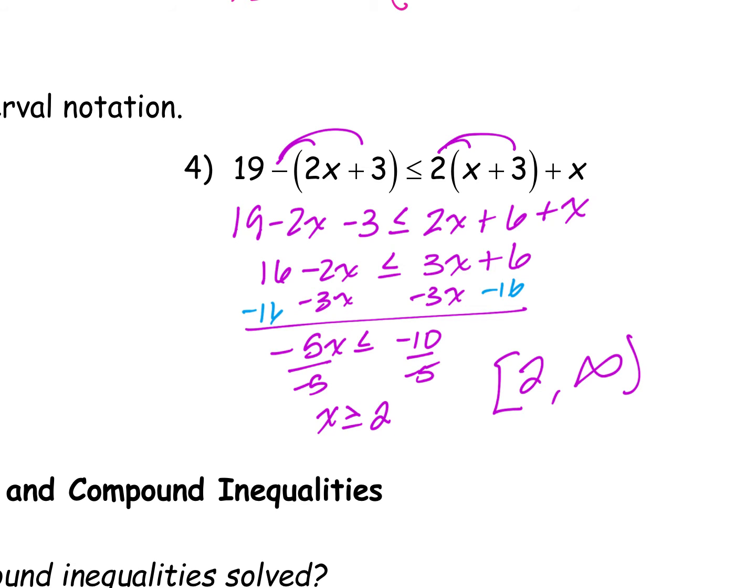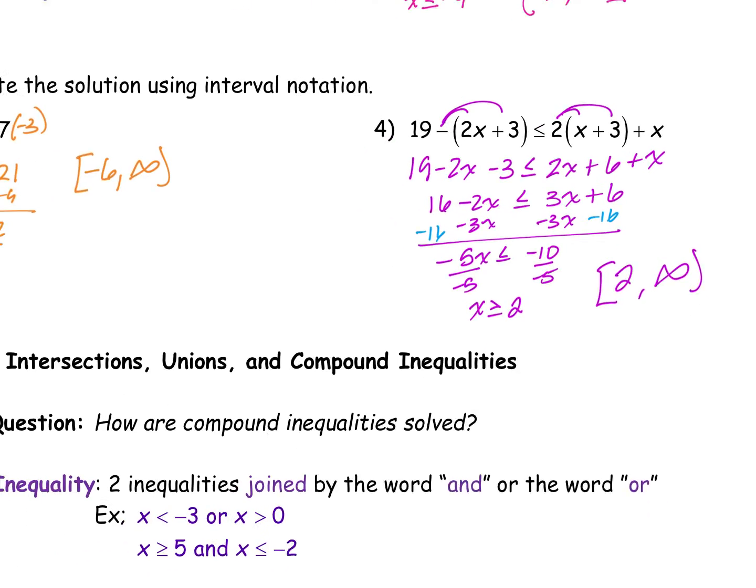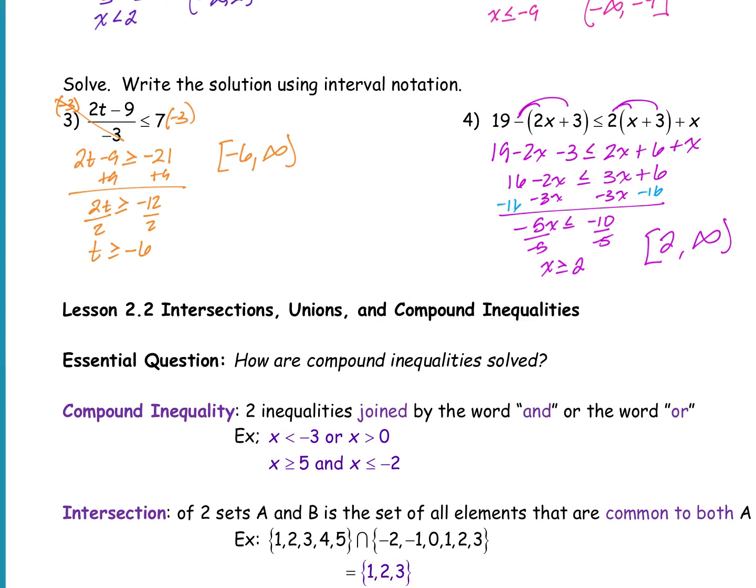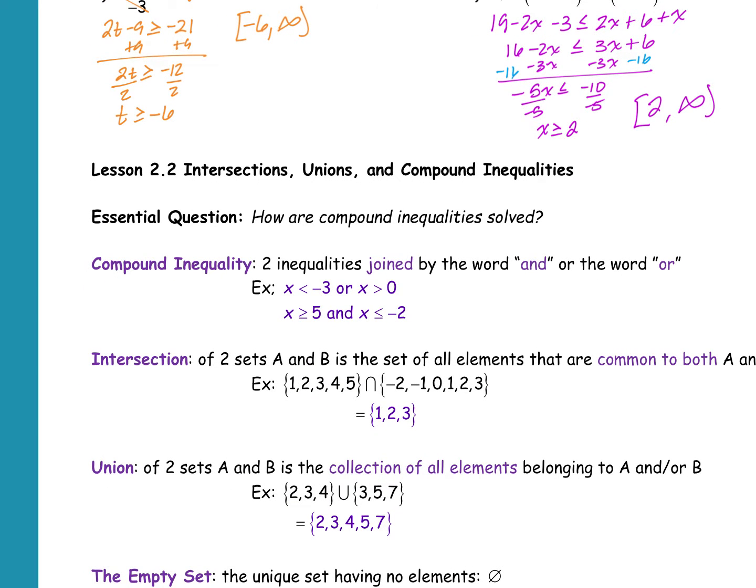Questions? Okay, awesome. Okay, so today we're going to talk about compound inequalities, intersections, and unions. A compound inequality is two inequalities joined by the word and or the word or, or it has two inequality signs, one on either side of the main problem. So that's a compound inequality.